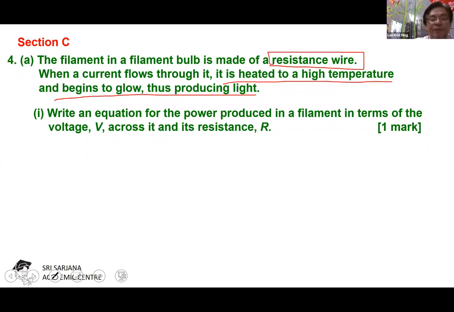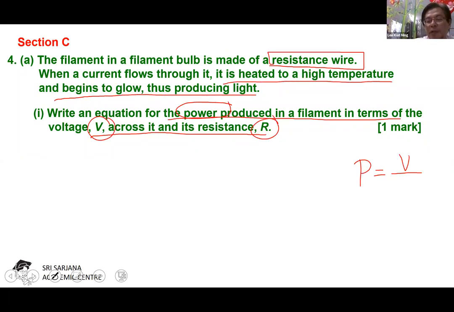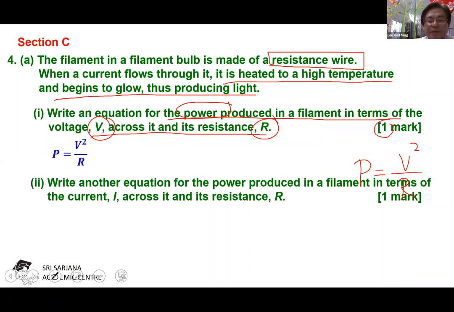Write the equation for the power produced in terms of voltage and R. They want power, so you know the formula. Understood the third formula, right? Power equals V squared over R. You cannot write it, you lose 1 mark. Write another equation in terms of current and R. Understood? That will be the second one.